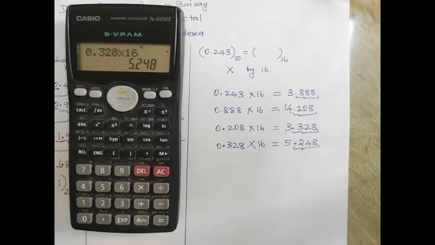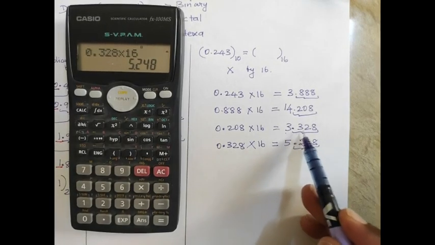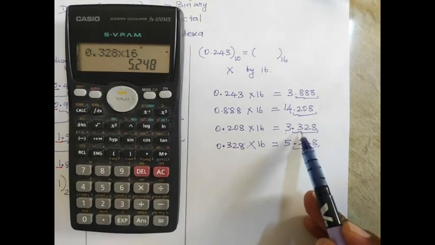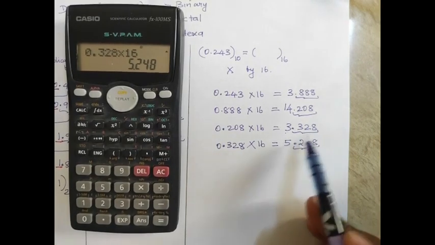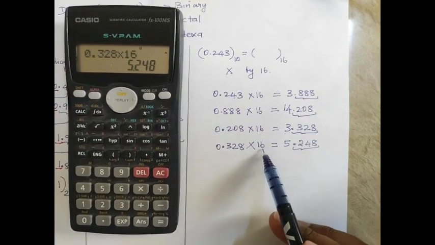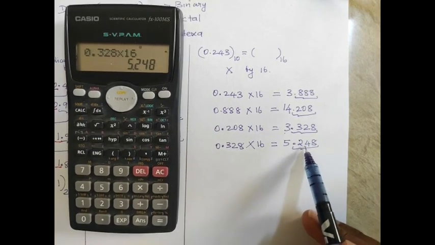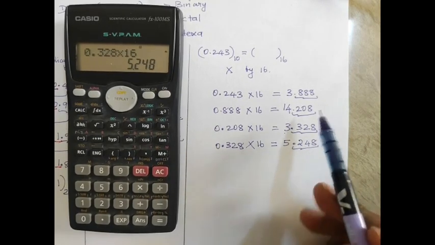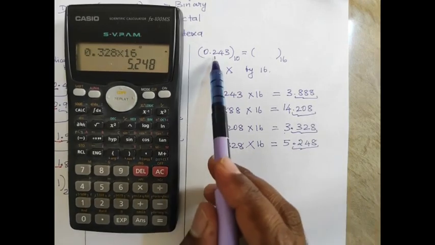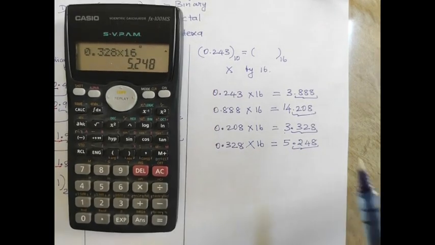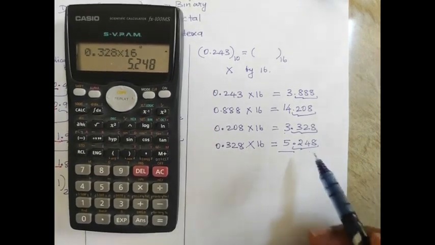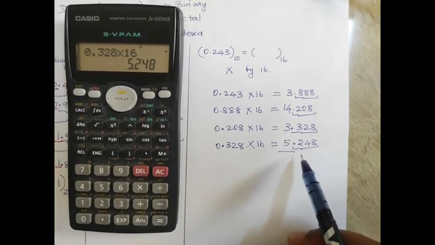Don't take this 3, again you take the 0.328 to the next step and multiply by 16, and you will get 5.248. So we have done 4 steps. Here we have 3 places after the dot, so we stop with this because we have reached the 4th step.